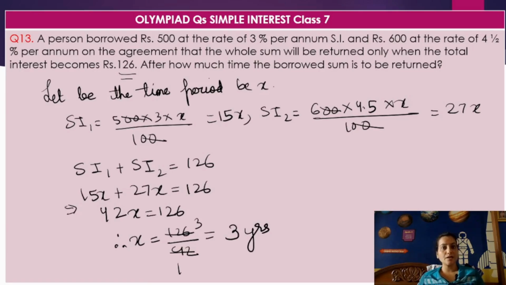and rupees 600 with the interest, which would have become rupees 126. Total interest would have become 126. So we will return 500 plus 600 plus 126 rupees, which is a simple interest. That's the total amount after 3 years.